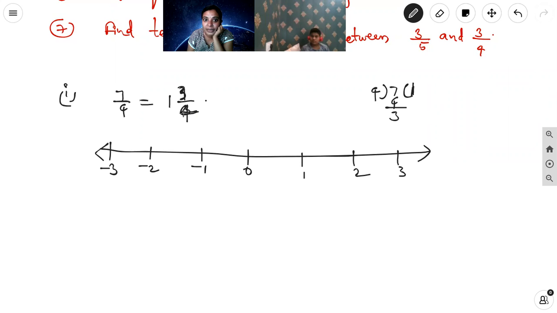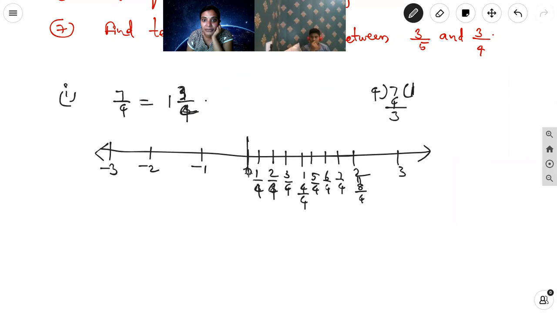Okay. Here, each and every unit has 4 parts. 1, 2, 3, 4. 1, 2, 3, 4. This 1 is nothing but 4 by 4. 1 by 4, 2 by 4, 3 by 4. 4 by 4 is equal to 1. It's 5 by 4, 6 by 4, 7 by 4. Okay. It's 8 by 4 is equal to 2.